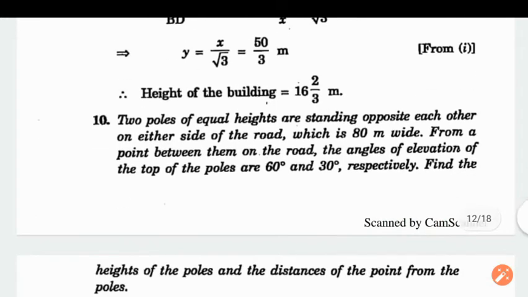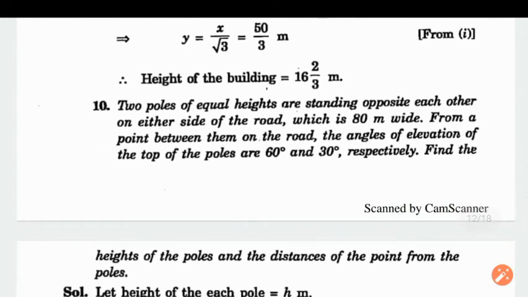Let us do the next sum. Question number 10. In question number 10, what we have? Two poles of equal heights are standing opposite to each other on either side of the road, which is 80 meter wide. So one road is there whose breadth is given, and how wide is it? It is 80 meter wide.